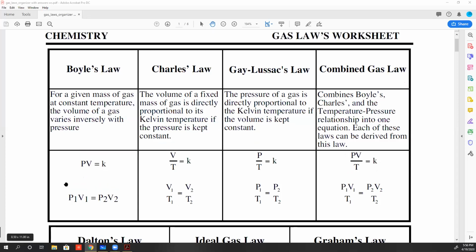That constant is always going to be a little different. What we can say is that P1 and V1, our initial pressure and volume, will equal P2 and V2, our final pressure and volume. So how does that work for us? You can see mathematically, if you know three of those, you're going to be able to figure out the fourth. So let's get some practice with that.